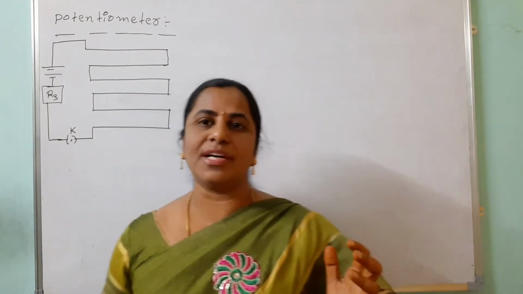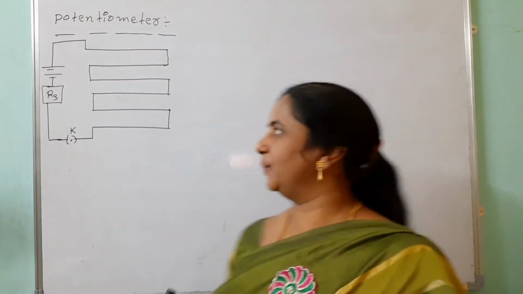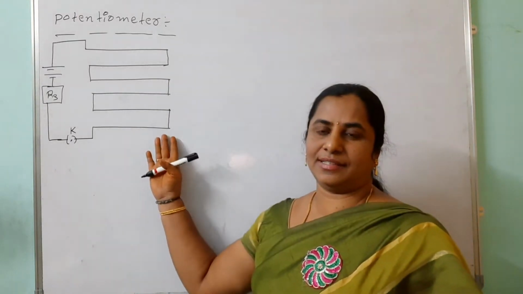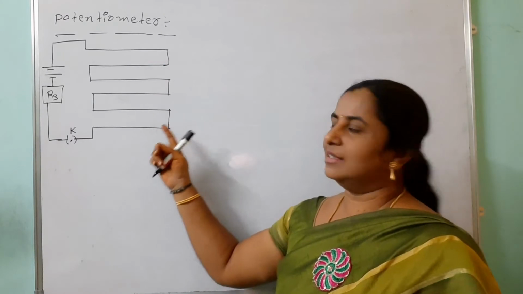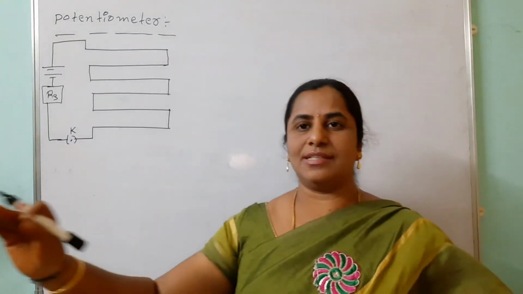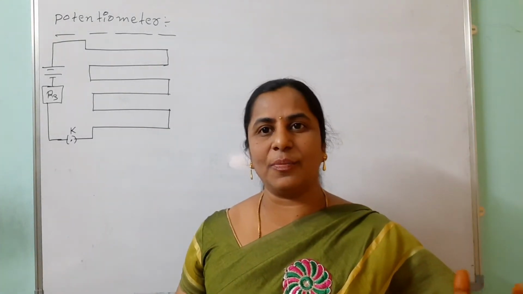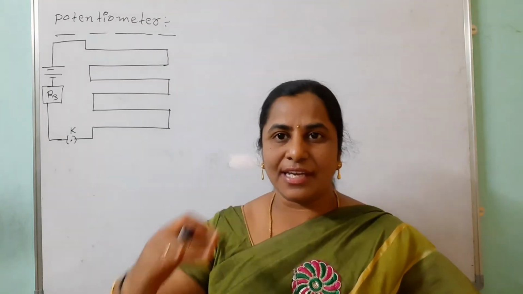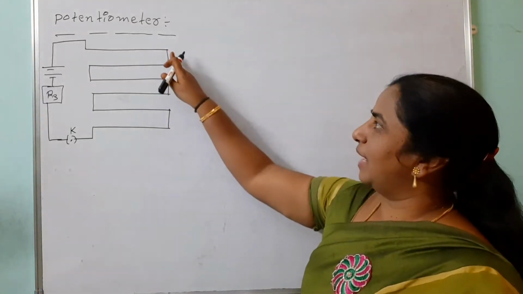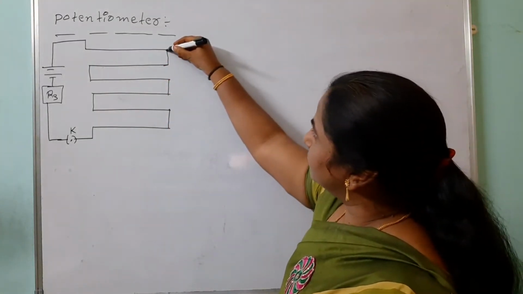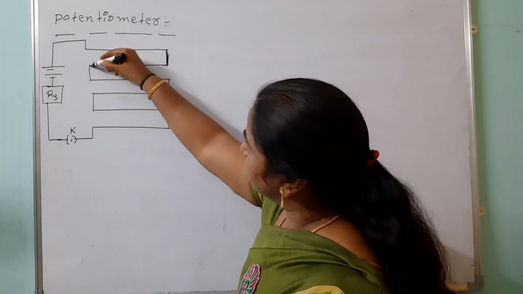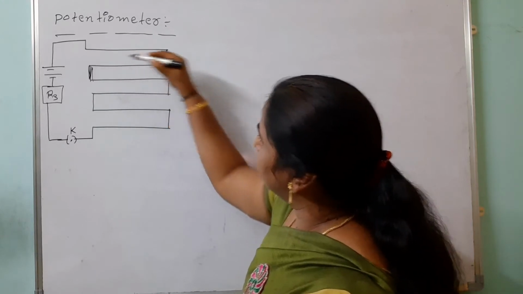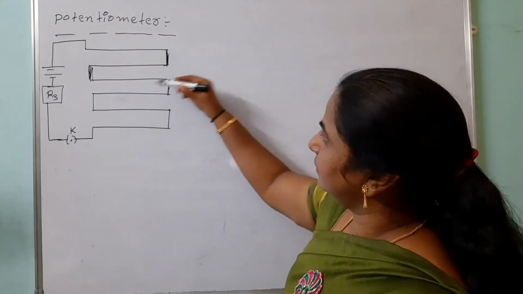First of all, how to construct the potentiometer? Look here. The potentiometer looks like this. Here we are taking 6 meters of manganese wire. We are not taking a 6 meter long wire in one piece because it occupies more space. That's why we cut it into 1 meter manganese wires. Here we can join them with the help of copper strips. These are the copper strips. Then it acts as a single wire.